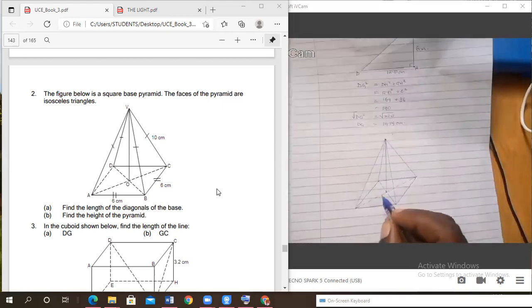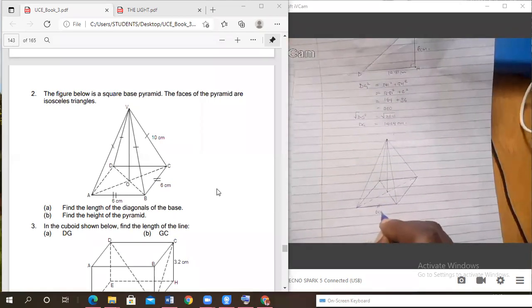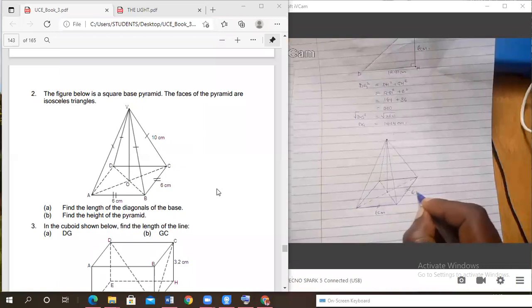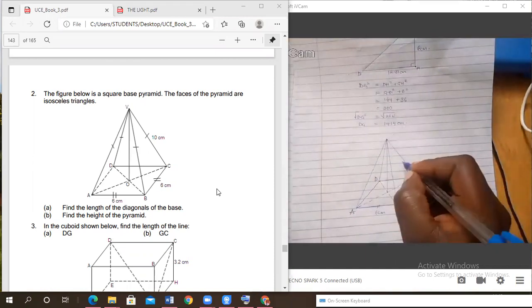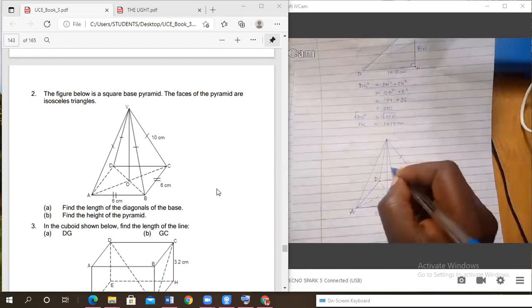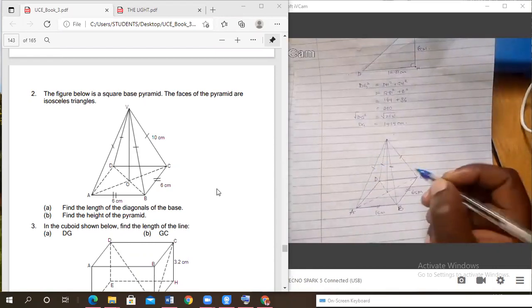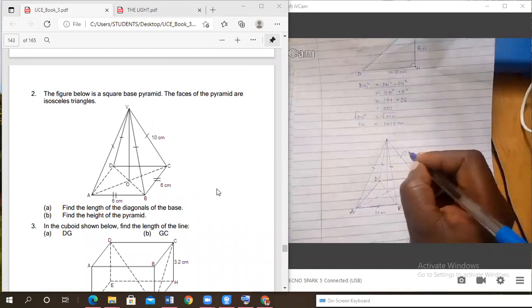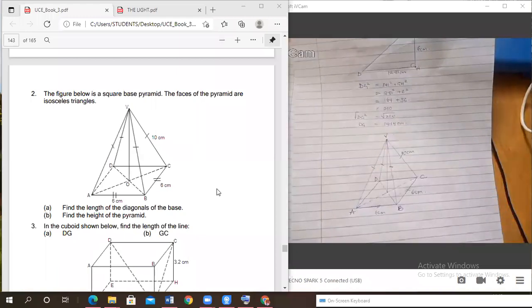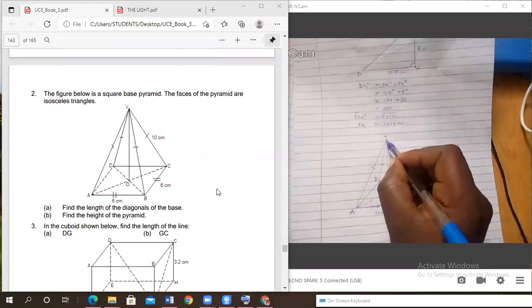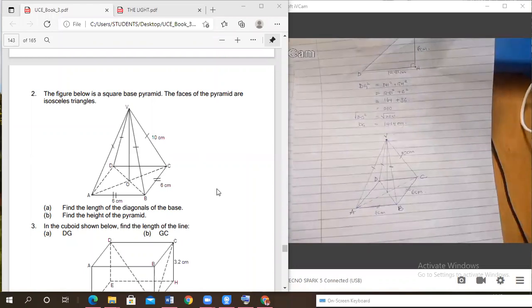So I know this is 6 centimeters. This is also 6 centimeters. Then this is A, this is B, this is C, and this is D. The sides of the pyramid are also equal. So this is 10 centimeters, and this is V. The vertex, the tip here, is called the vertex. It is at the tip there.